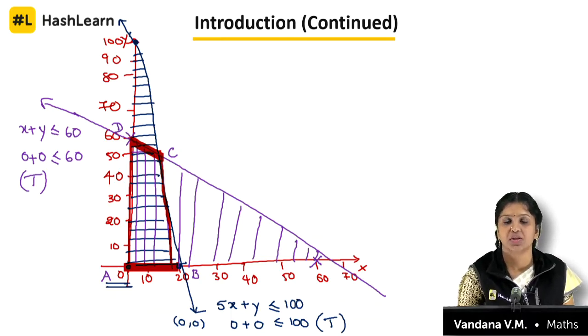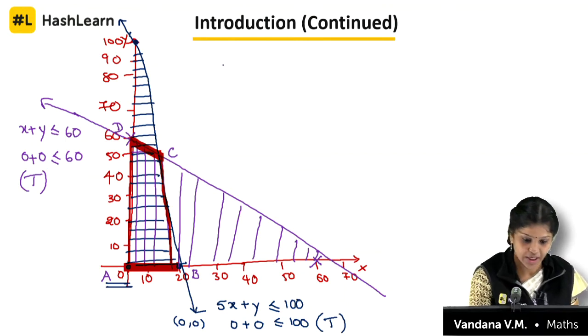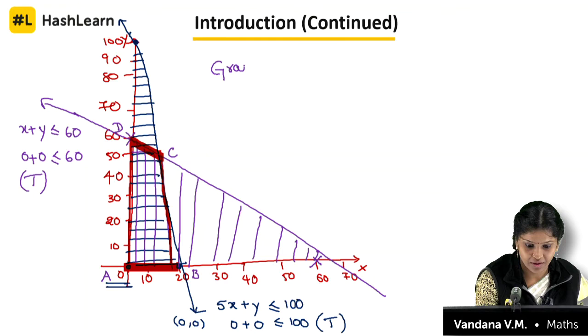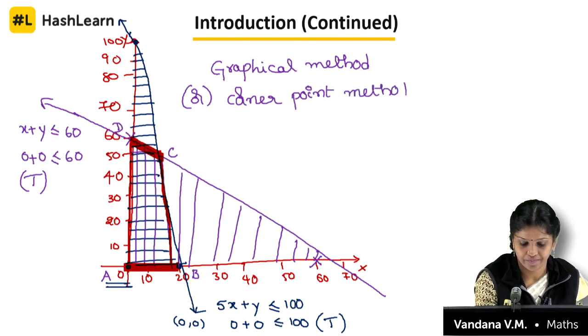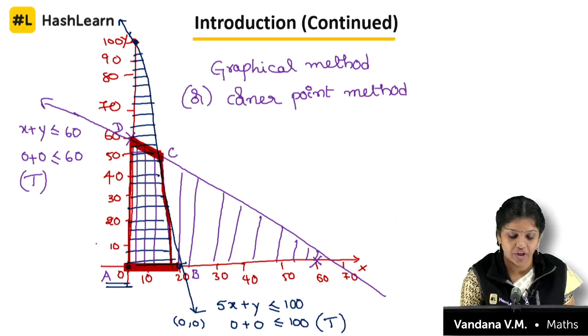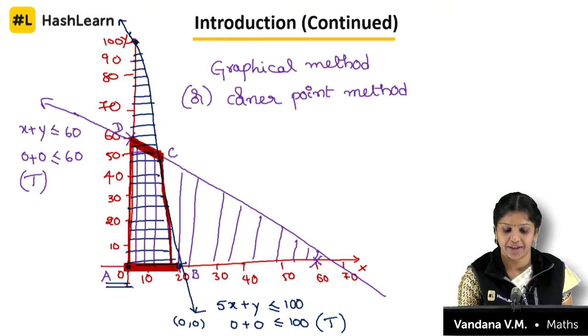Why? Because this is called the graphical method or corner point method. Why do we call it the corner point method? Because the answer we are going to get is in the corners only, nowhere else. So I just marked it.